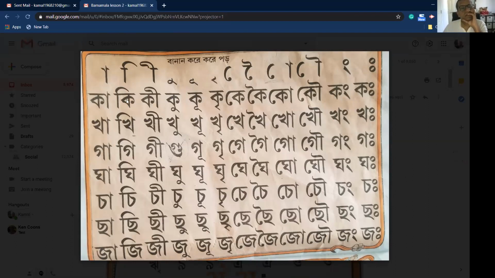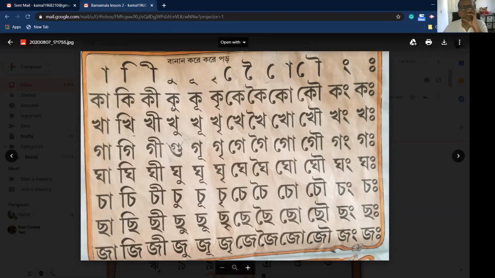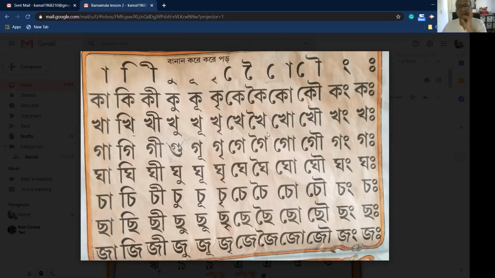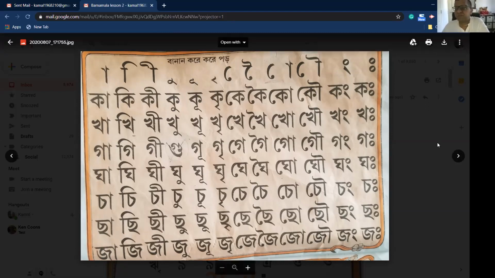Ki, after ka is a roshikar, so you don't write the full vowel, you write this form. Ki, this is like a heavy sound, dirghikar. So after ka, you write this short form of E. Ku, after ka, you don't write the full O, but you put this short form, U. So like this, we will advance as we go.